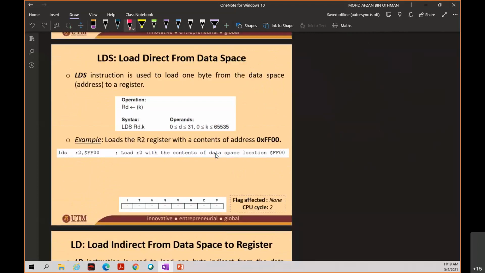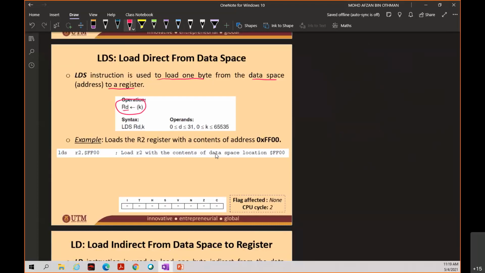So LDS stands for load direct from data space. This instruction is used to load 1 byte from data memory and put it into your register. This is the operation: you take the content from memory address K and put it into your Rd, and the syntax is LDS Rd, K.